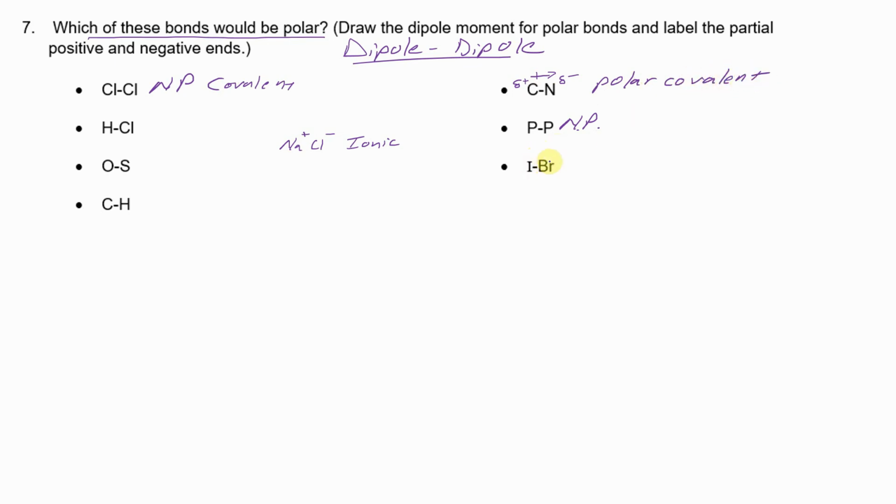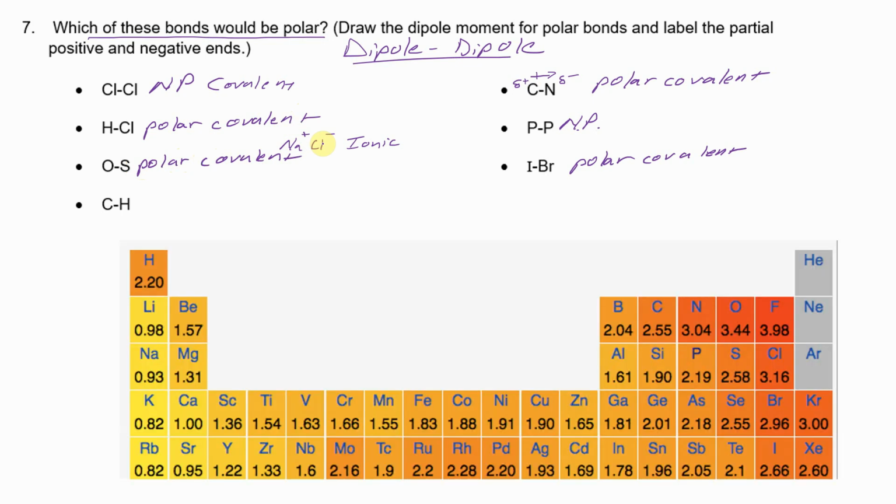This one, definitely there's going to be a difference in electronegativity. It would be polar covalent. This one over here we're going to come back to at the end. We've already seen these two, difference in electronegativity, so it's polar covalent. And same goes here. Now let's get the dipole arrows on each one of these, and then at the end we're going to talk about the carbon and hydrogen.